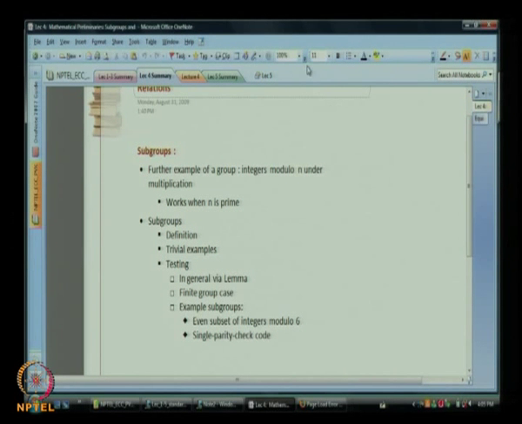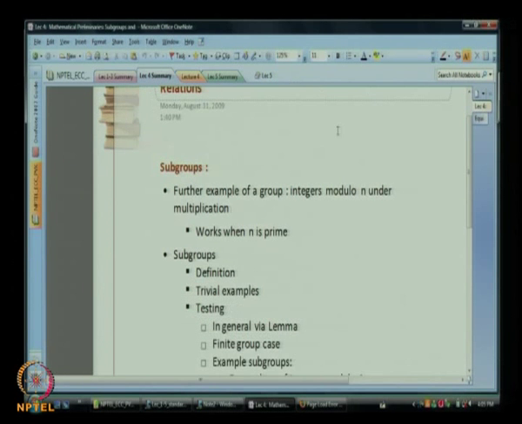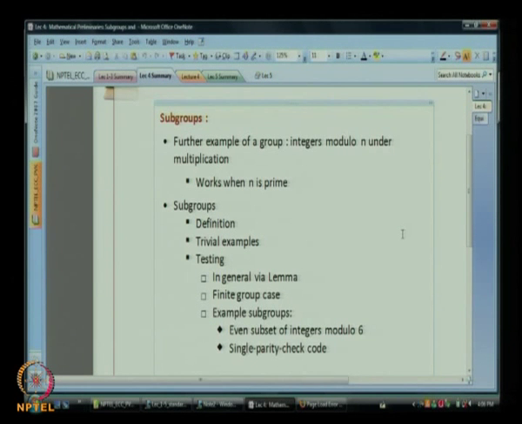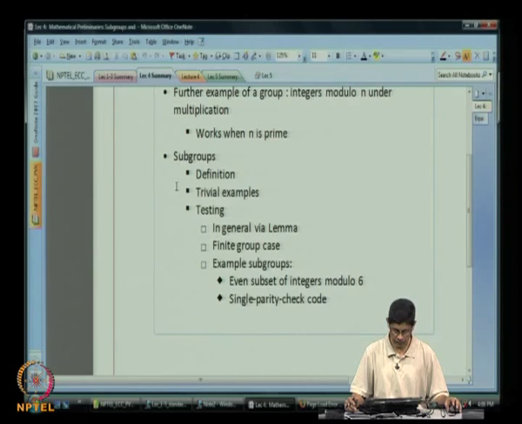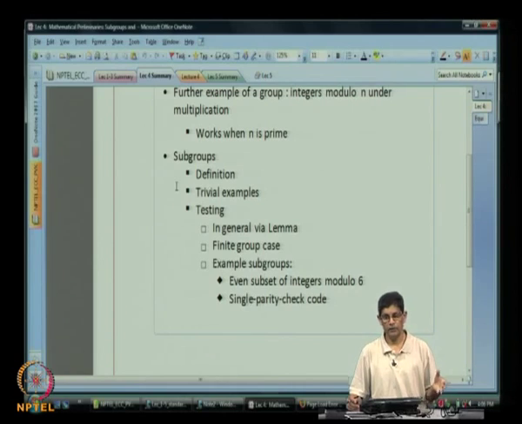So in the last class we discussed subgroups. Before I continued my discussion on subgroups, I gave you a further example of a group, that is the integers modulo n under multiplication, and we saw that the non-zero integers form a group when n is a prime. So that was our last example of a group. We went on to subgroups. Remember, a subgroup is a subset of a group which forms a group on its own under the same operation. So we provided that definition.